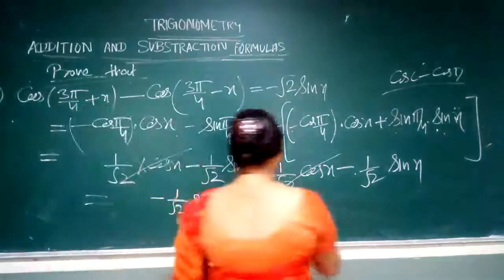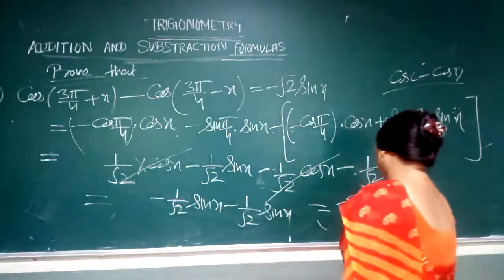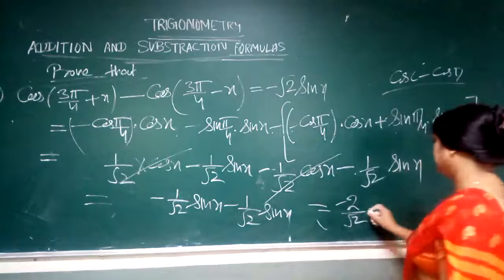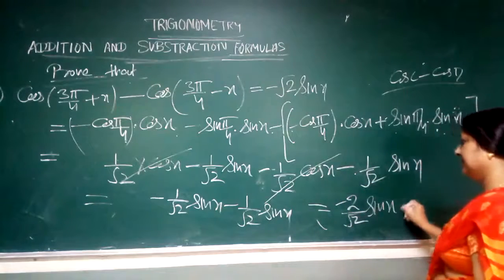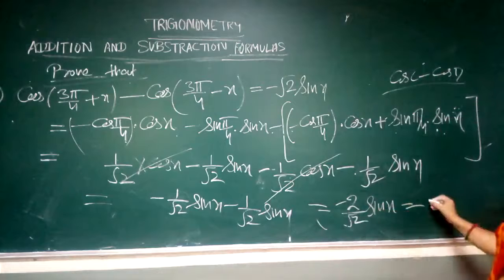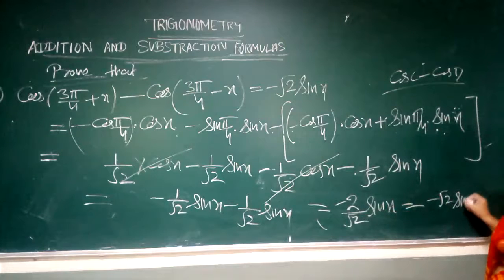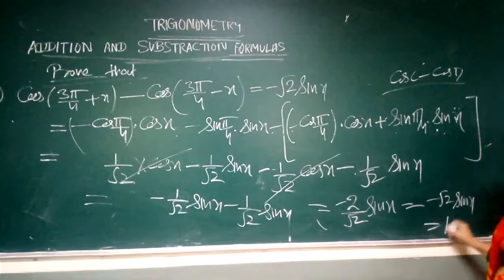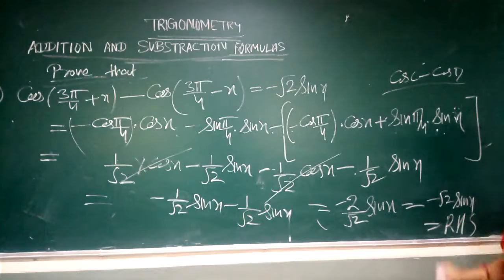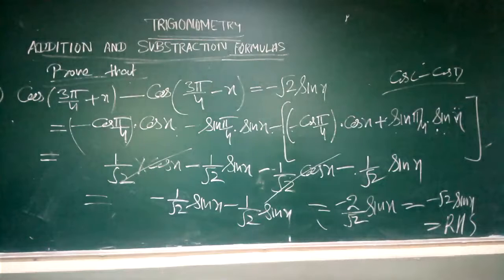So after solving this it will come minus 2 upon root 2 sin x. In the next term we can write this as minus root 2 sin x, and this is the right hand side. So this is the solution of question number 11.